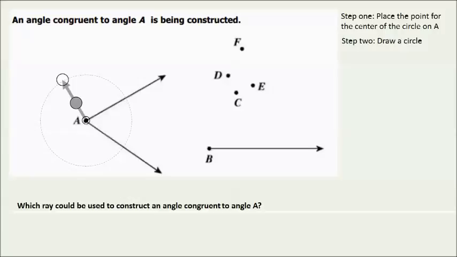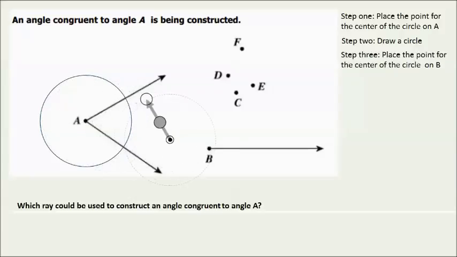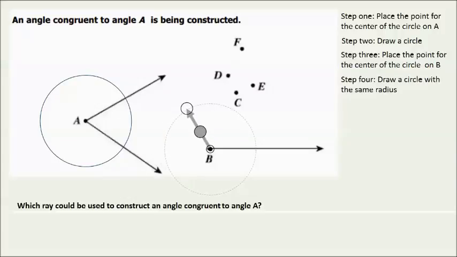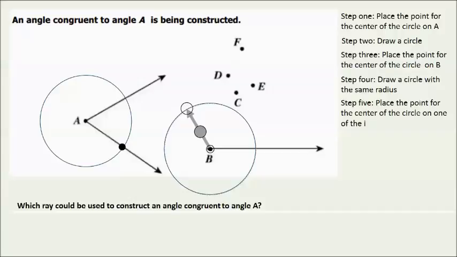Step 2, we'll draw a circle. Step 3, we'll place the point for the center of the circle on B. And step 4, we'll draw a circle with the same radius as we used on A. Step 5, place the point for the center of the circle on one of the intersections of angle A. So where that old circle hit, we place our compass.